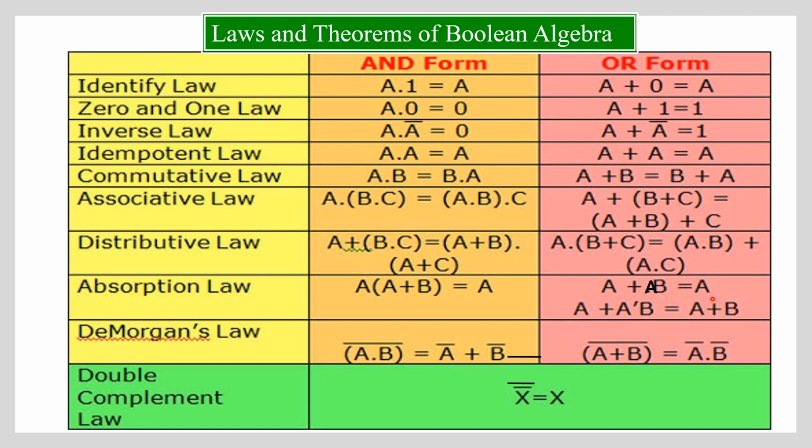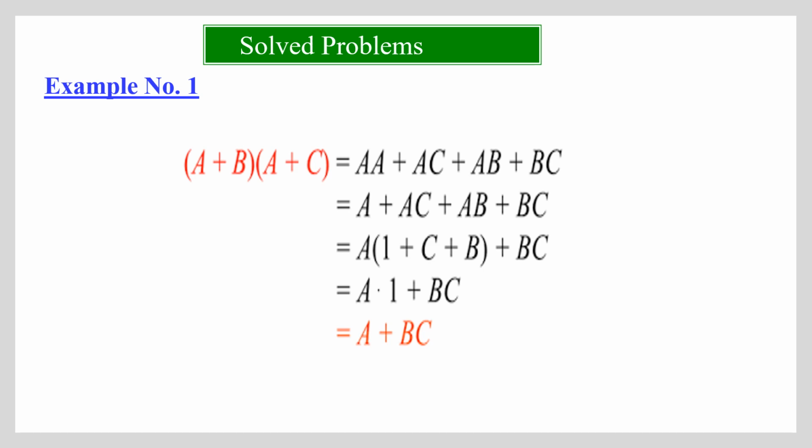De Morgan's theorem, we have already seen De Morgan's theorem: A dot B the whole bar is equal to A bar plus B bar, and A plus B the whole bar is equal to A bar dot B bar. Double complement law: if we take 2 times complement, x bar bar is equal to x. So by making use of all these laws, we are going to simplify the problem, and the problem comes for 3 marks. Let us see some problems based on the Boolean law.